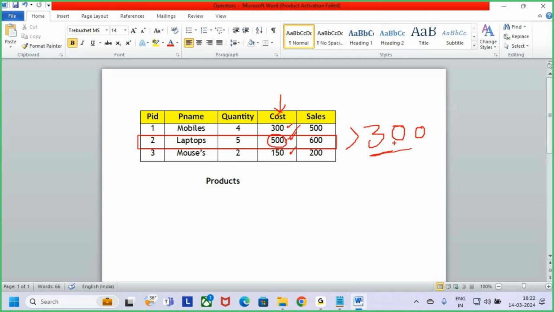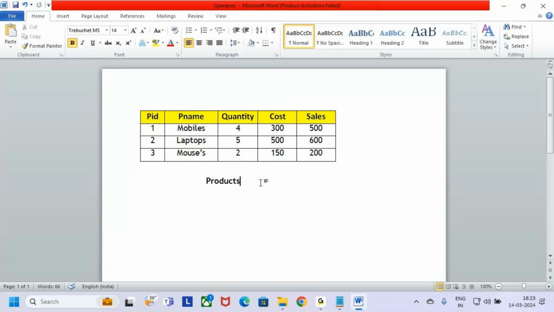So what these comparison operators do here is, they go to a column, and for each and every row, they compare whether the value matches the condition or not. If the value matches, then we get the output. So how many products are there with a cost price greater than 300? There is only one product, that is laptops.